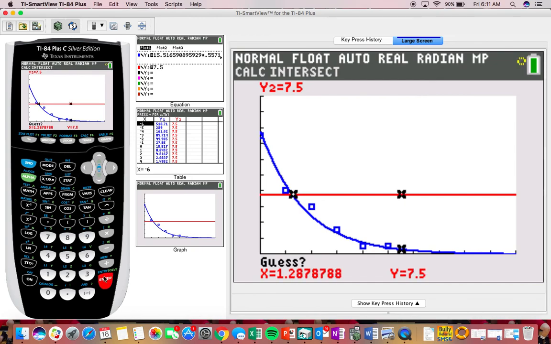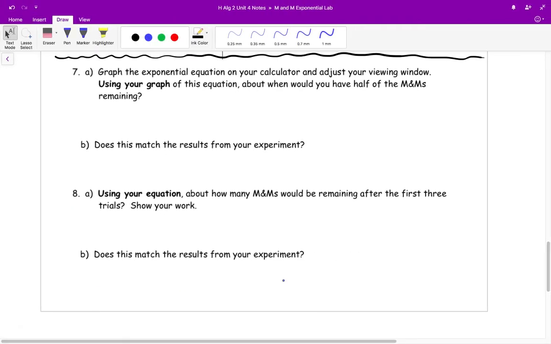And then press enter one last time. And it tells me that my intersection is at 1.24, 7.5. So, in order to have half of my M&Ms, it looks like it's going to take me 1.24 trials to get there. So, to the answer number 7, we'd say about 1.24 trials.